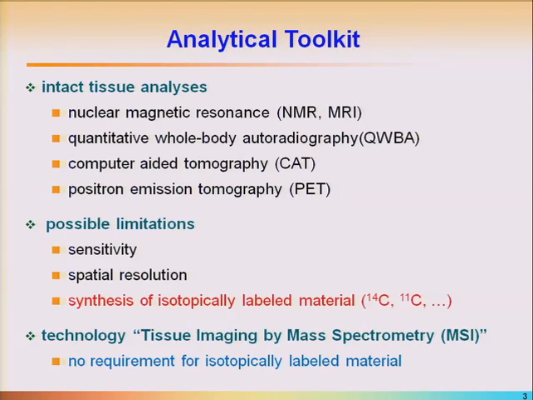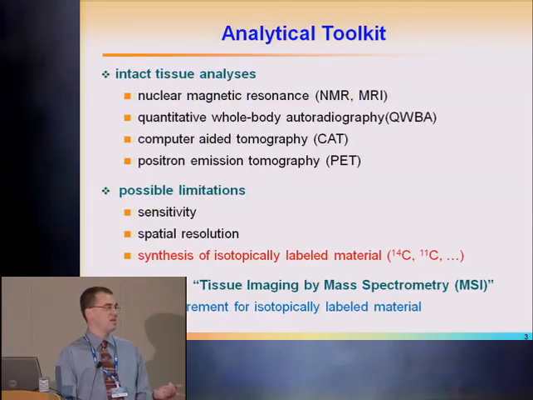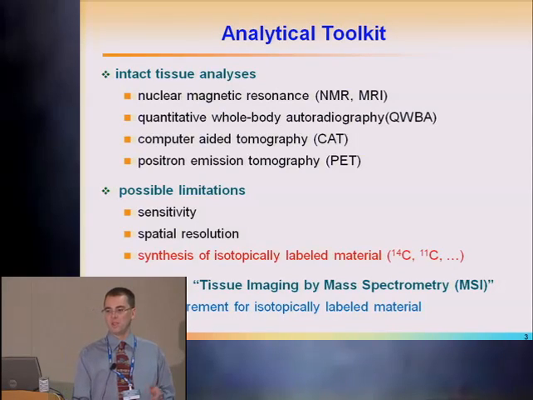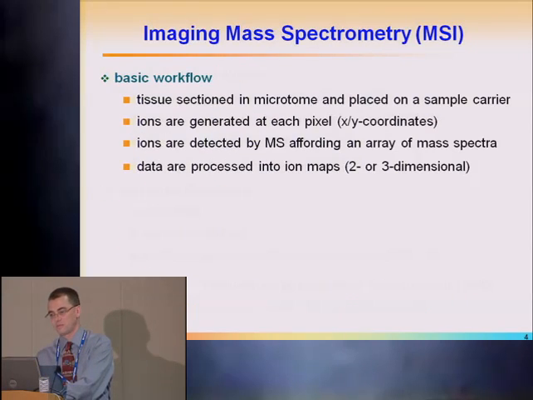So the technology that is applied here, tissue imaging by mass spectrometry, has no requirement for isotopically labeled material, and therefore is very attractive to look at intact tissue. However, when there is isotopically labeled material in the tissue, the mass spectrometer can analyze it too.